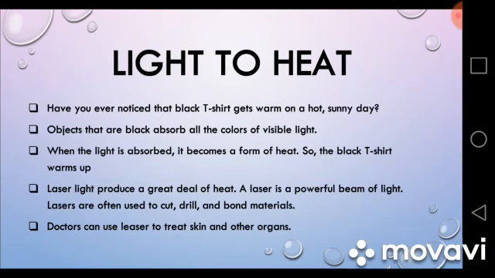Laser light. You may have seen the laser light. It is a beam of light that moves in a straight line. It is a very thin, narrow line of light. Laser light produces a great deal of heat. A laser is a powerful beam of light and it can be used to cut, drill, or bend the material. Doctors can also use a laser to treat your skin or the other organs. Now the laser technology is developed so much that it is being used in the stitches also.